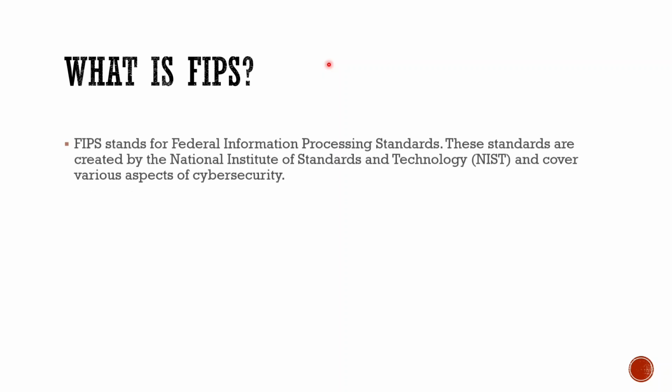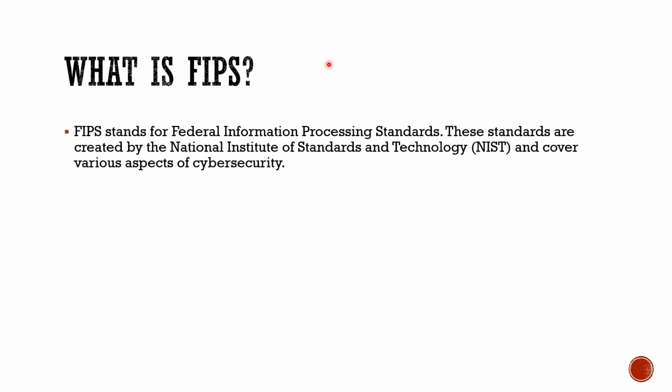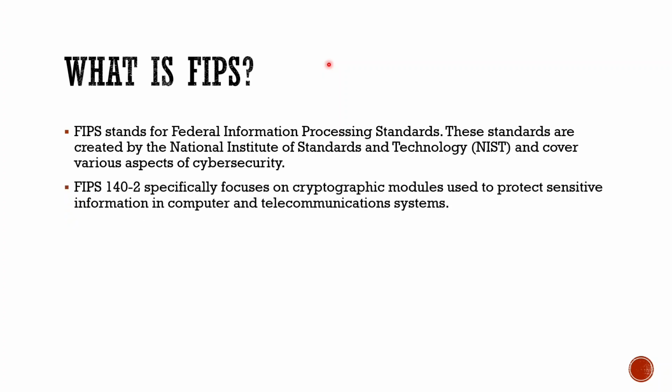What is this FIPS? FIPS stands for Federal Information Processing Standards. It refers to a series of computer security standards that were developed by the United States federal government in line with the Federal Information Security Management Act, FISMA. These standards are created by NIST, the National Institute of Standards and Technology.